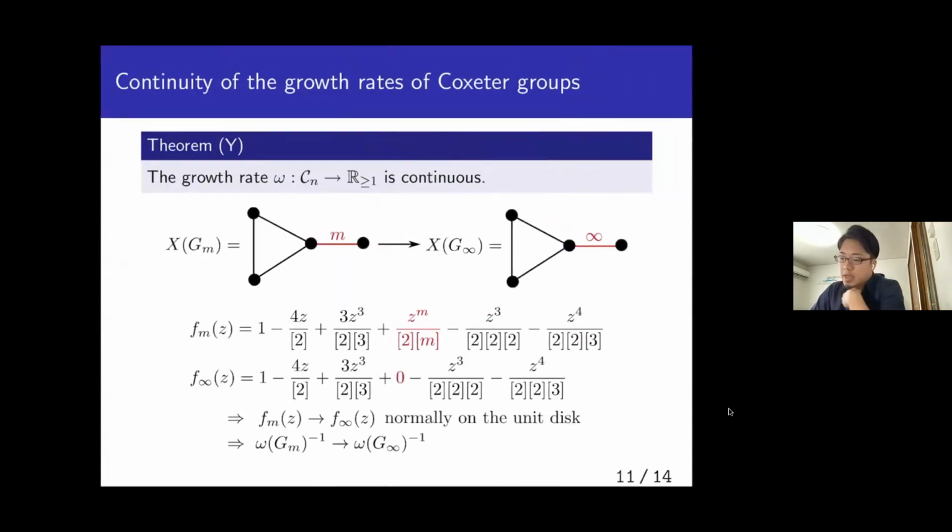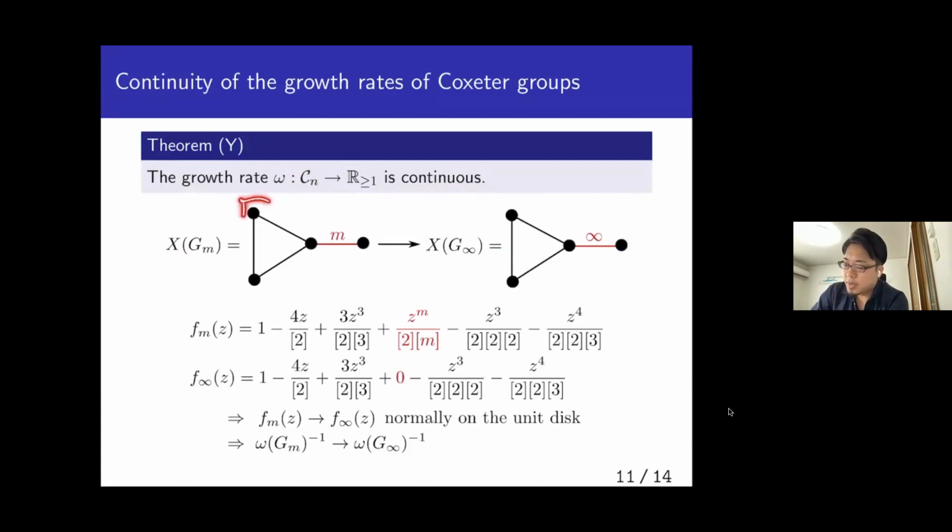And again, we prove the continuity of the growth rates of Coxeter groups. So the growth rate is a function on the space of Coxeter groups, and it is continuous. But I don't explain the proof in detail. I will explain some examples.